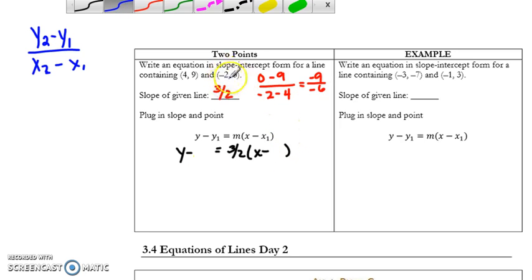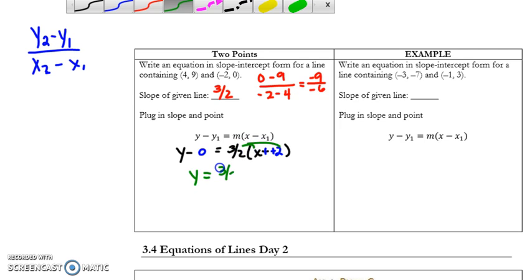So let's go ahead and use this for my x1 and this for my y1, because it just tends to make things a little bit easier sometimes. Double negatives need to change. And now if we're going to try and get this into slope intercept form, that means we need to go ahead and do some distributing here and then get y alone, which y is actually already alone because that's a 0. So we just need to distribute.